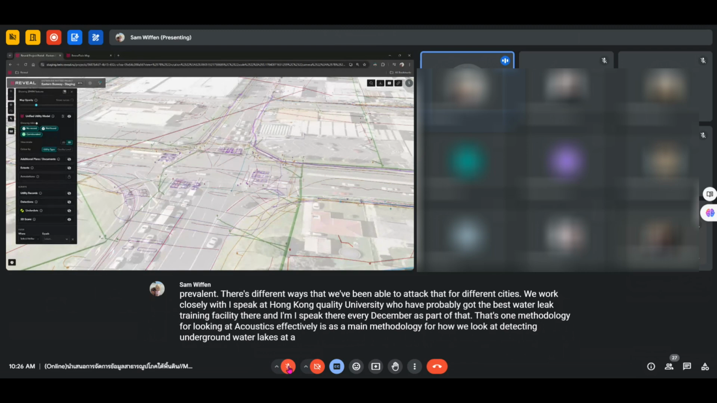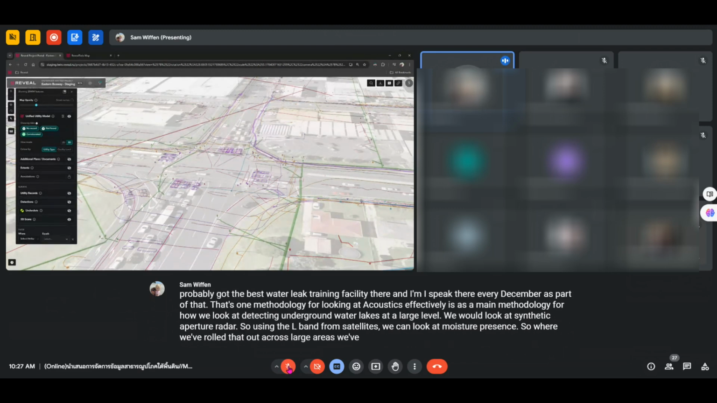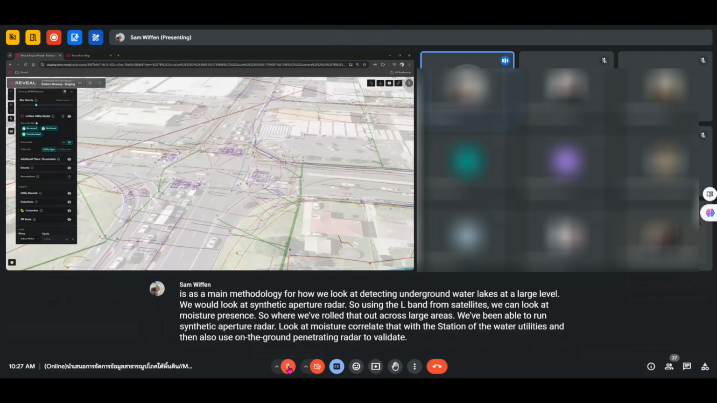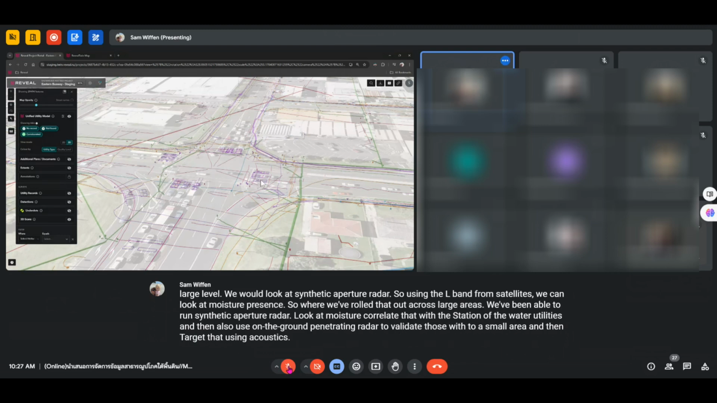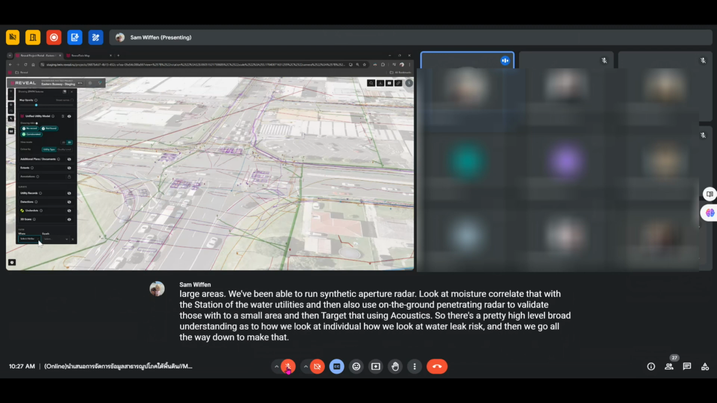At a large level, we would look at synthetic aperture radar. So using the L-band from satellites, we can look at moisture presence. Where we've rolled that out across large areas, we've been able to run synthetic aperture radar, look at moisture, correlate that with the location of the water utilities, and then also use on-the-ground ground-penetrating radar to validate those to a smaller area, and then target that using acoustics. So there's a pretty high-level, broad understanding as to how we look at water leak risk, and then we go all the way down to make that as cost-effective as possible.